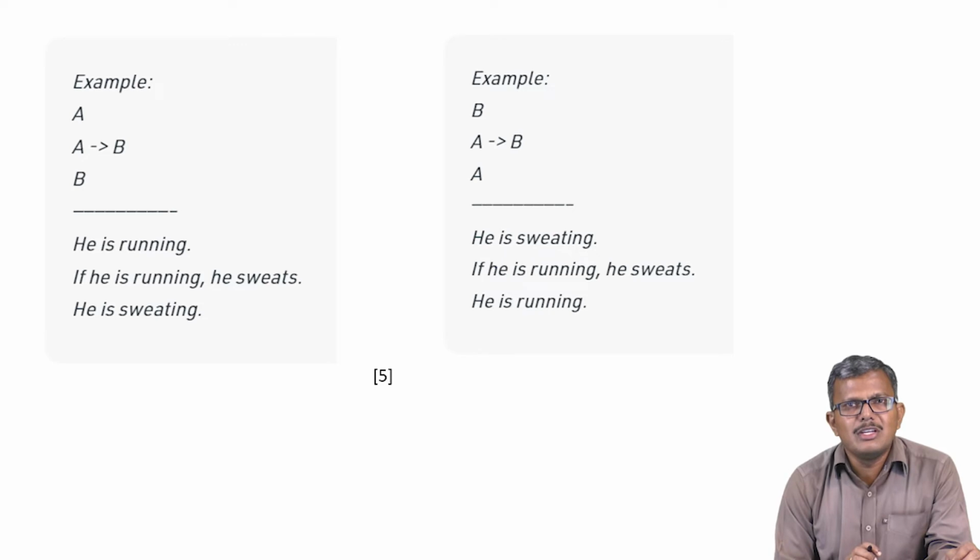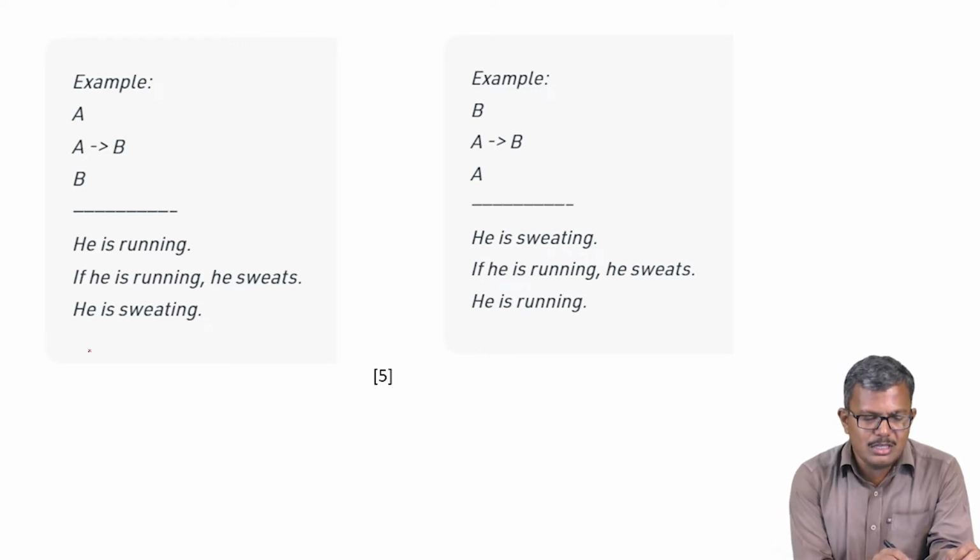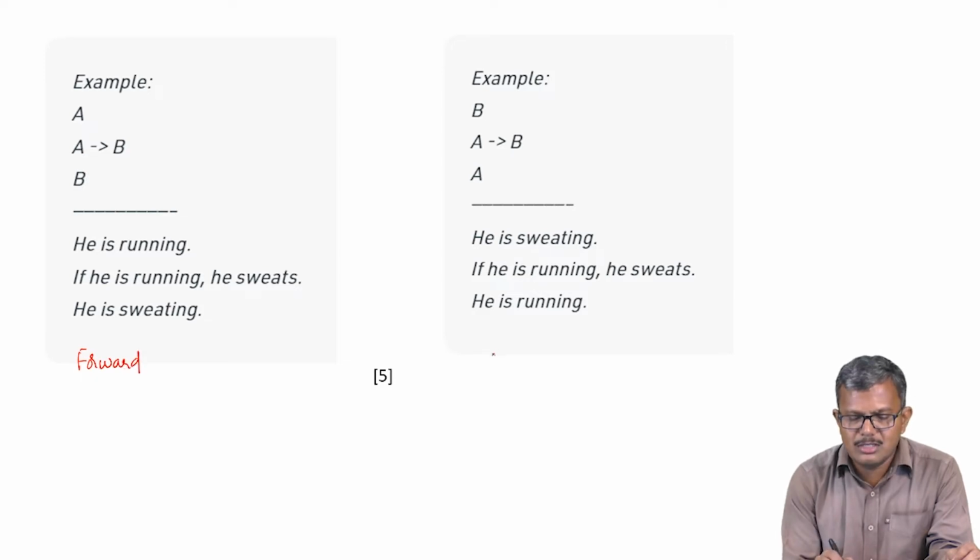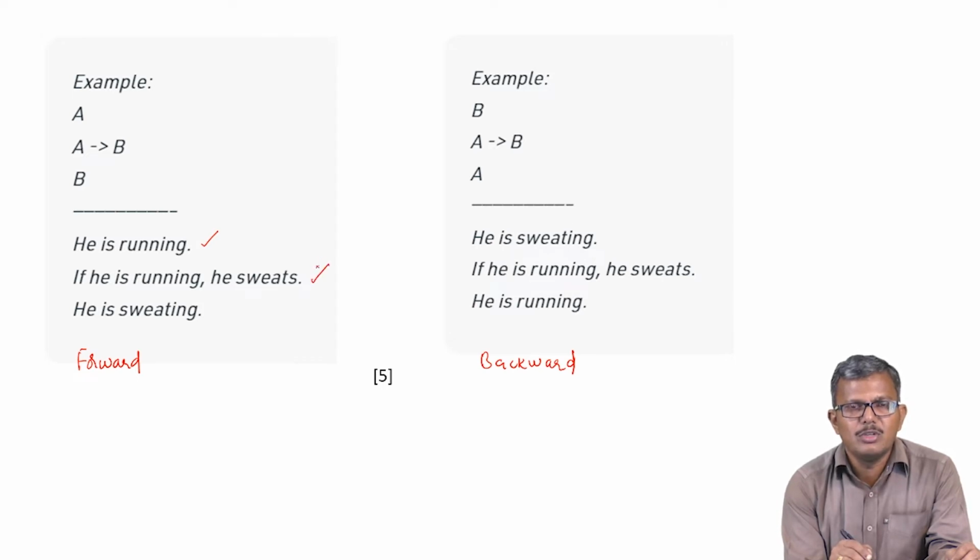Let us try to understand one simple example. This first diagram is talking about the forward search or forward reasoning, and the second one is talking about the backward reasoning. So what happened in this example? There are two facts given to us and one rule. What is that? He is running. If he is running, he sweats. So what is the goal state? He is sweating. Means you have to start from this initial point and you need to reach this particular point. What is that? He is sweating.